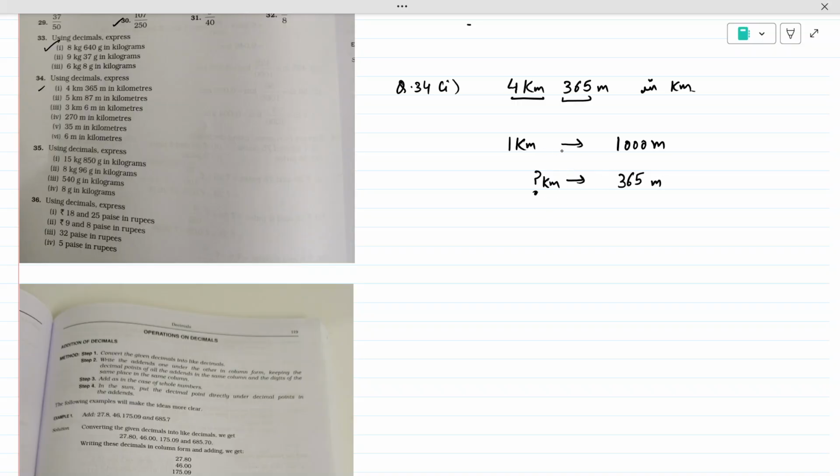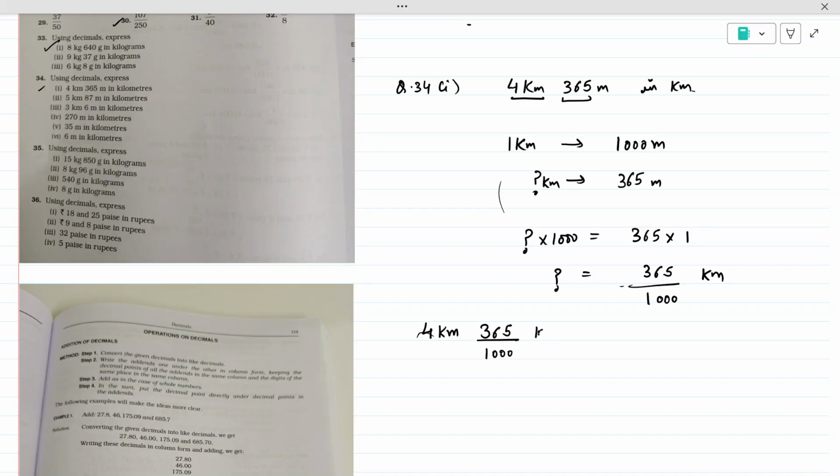So just cross multiply. We have this question mark multiplied by 1000 is equal to 365 multiplied by 1. Okay, so this question mark is equal to 365 divided by 1000. This was in kilometers now. And now let us put it back into this part. So this will become 4 kilometers, 365 divided by 1000 kilometers.